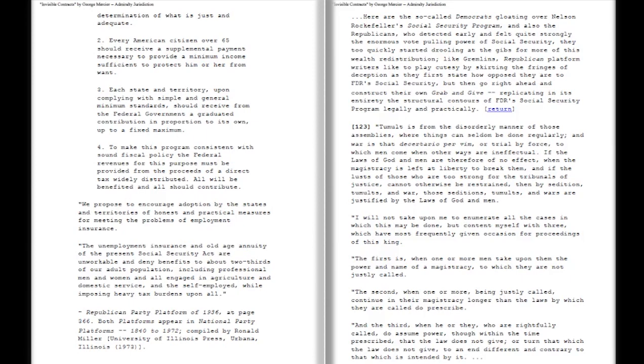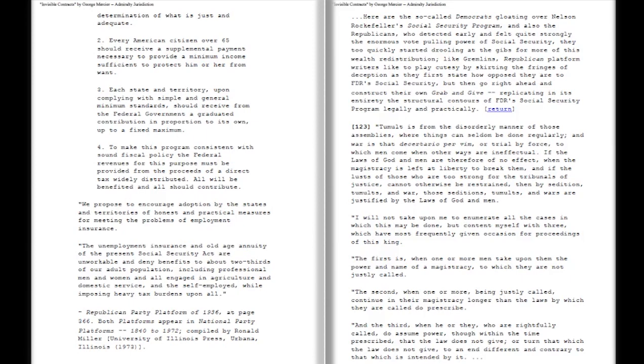4. To make this program consistent with sound fiscal policy, the federal revenues for this purpose must be provided from the proceeds of a direct tax widely distributed. All will be benefited and all should contribute. We propose to encourage adoption by the states and territories of honest and practical measures for meeting the problems of unemployment. The unemployment insurance and old age annuity of the present Social Security Act are unworkable and deny benefits to about two-thirds of our adult population, including professional men and women and all engaged in agriculture and domestic service, and the self-employed, while imposing heavy tax burdens upon all.